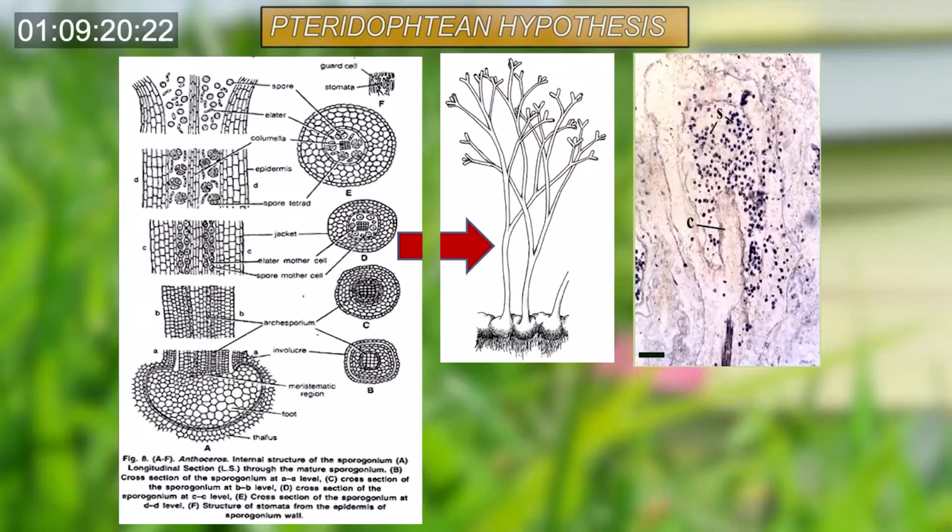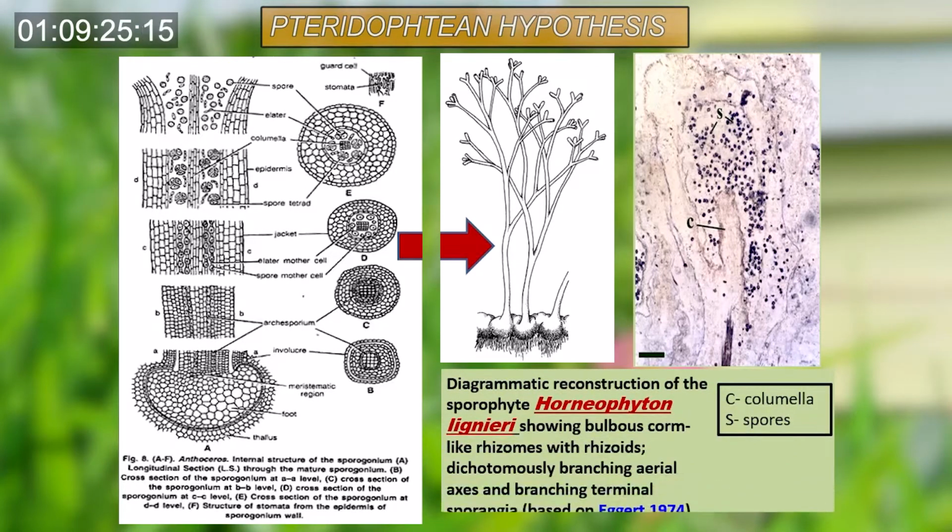Another common theory put forward is the pteridophytean hypothesis. According to it, bryologists suggest resemblances between the sporogonium and the sex organs of pteridophytes and bryophytes. Here we can see the similarity between the sporophyte of Anthoceros, a hornwort, and that of a fossil pteridophyte like Horneophyton, which is very similar.